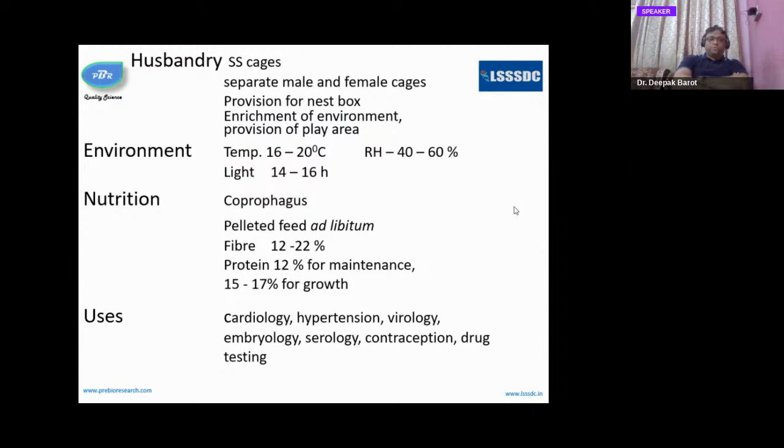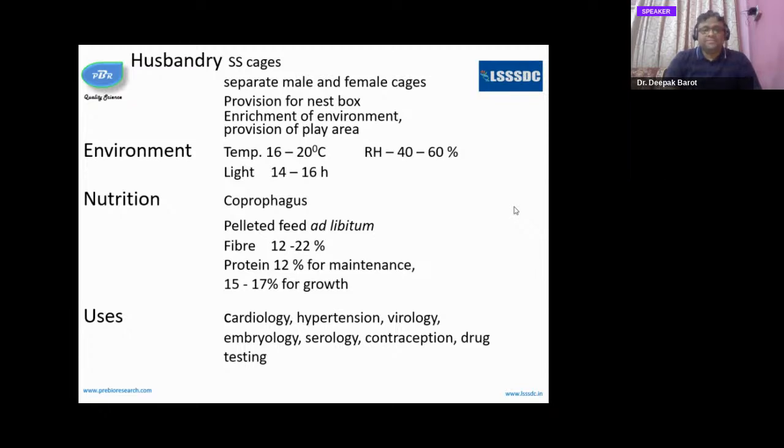There should always be a nest box, and it is always said that for rabbits, of course with other animals also, but for rabbits more so, you should have enrichment of the environment, right? So you should put something in for their enrichment of the micro environment in which they are placed. Enrichment is an additional thing we keep apart from water and bedding material, anything additional you give them, like provision of a play area, so that itself becomes an enrichment for rabbits. So it is always preferred in case of rabbits. Temperature, relative humidity and light requirements are almost the same. Only light they need for maybe 12 to 14 hours.